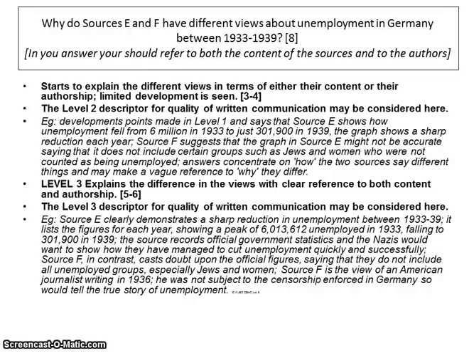Why do Sources E and F have different views about the unemployed in Germany between 1933 and 1939? Don't just describe the sources, okay? You've got to use both the content of the sources and the author to explain why they have differing views. To answer this question, you've really got to make the point that Source E demonstrates a sharp reduction in unemployment, but because it's trying to show the Nazis were doing good for Germany, having an impact on Germany, and that the peak of unemployment in 1933 was 6 million, falling to just over 300,000 in 1939. An incredible record showing how successful the Nazis had been.